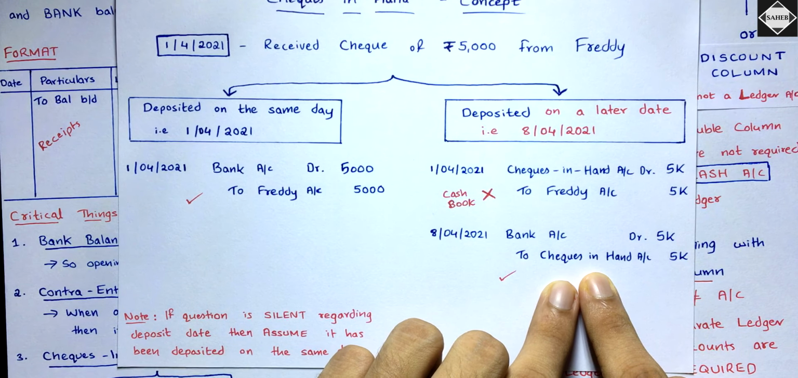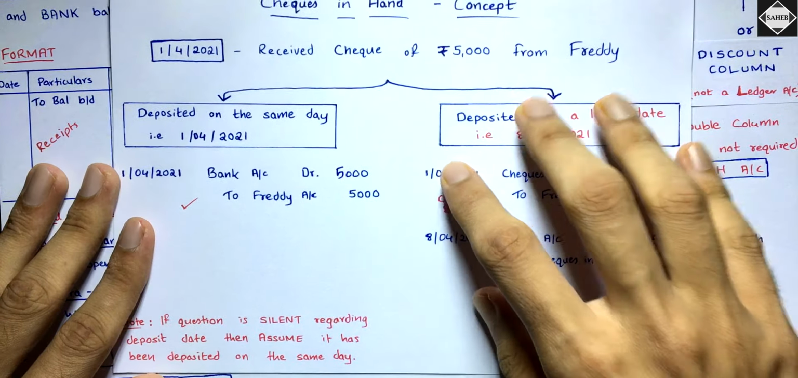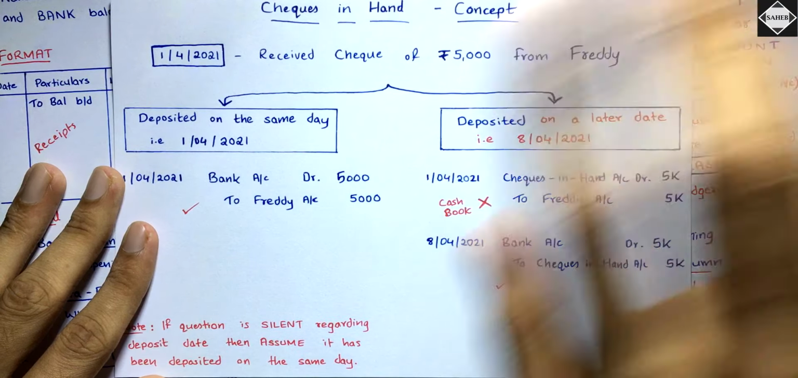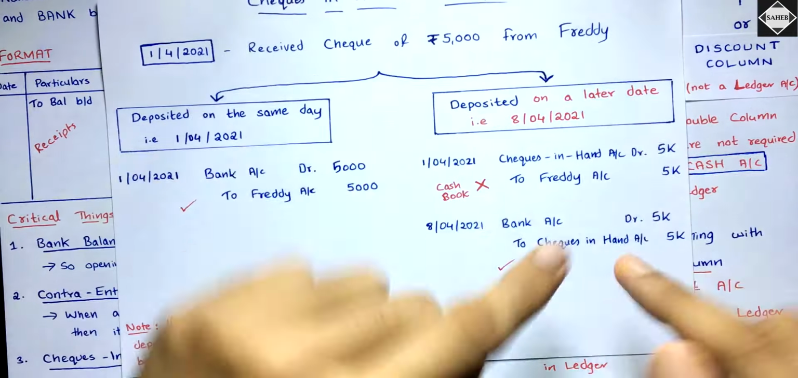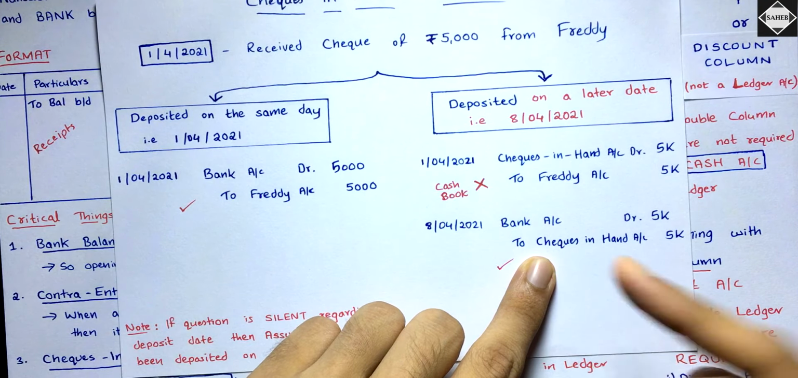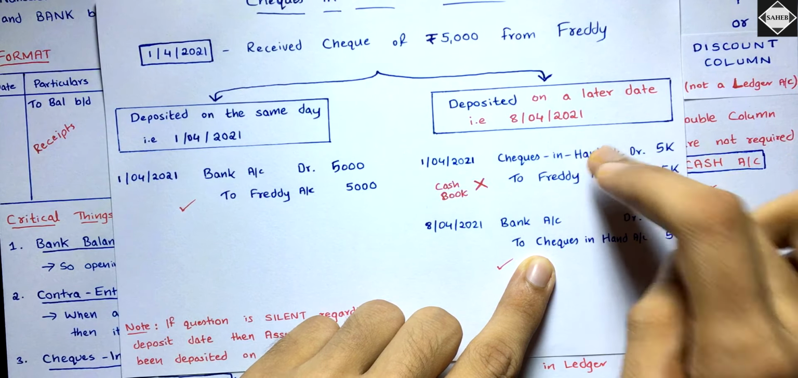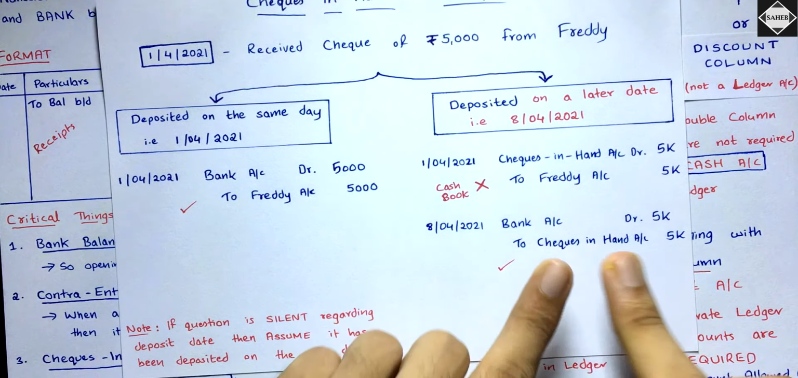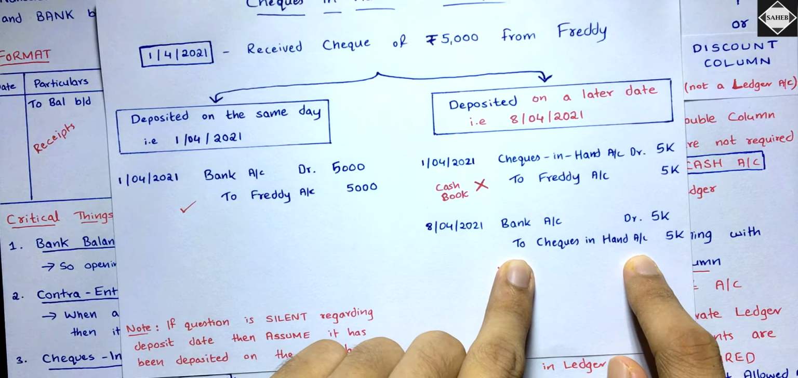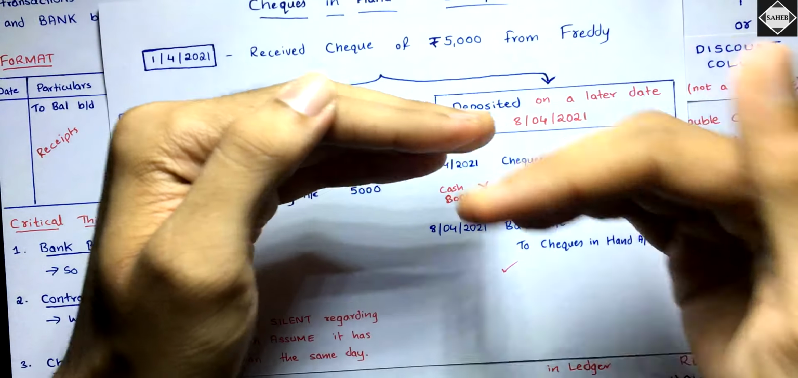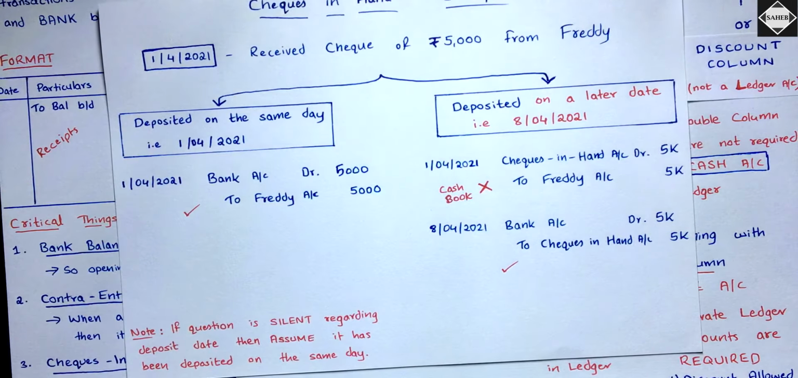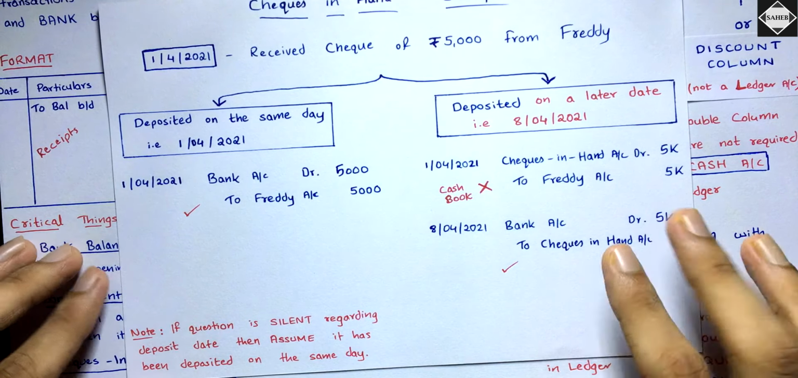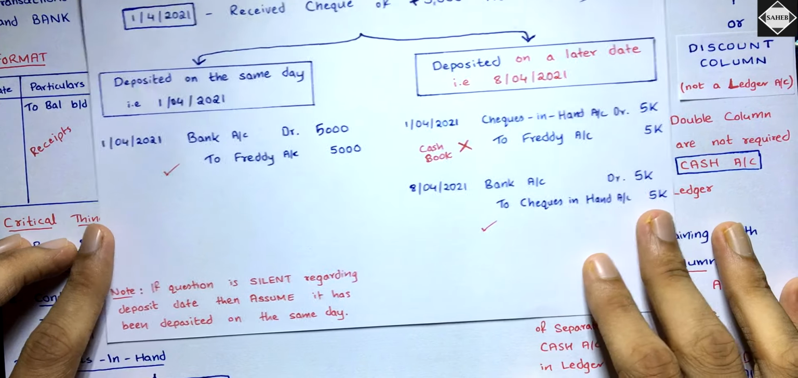So don't make that mistake. If this situation is there in a cash book question, don't take Freddy. Don't say we have received a check from Freddy. No, don't do that. Freddy's account is already closed previously in the journal proper. All you have to do is just take to Cheques in hand, because it is deposited at a later date. Is that clear? You got this concept?